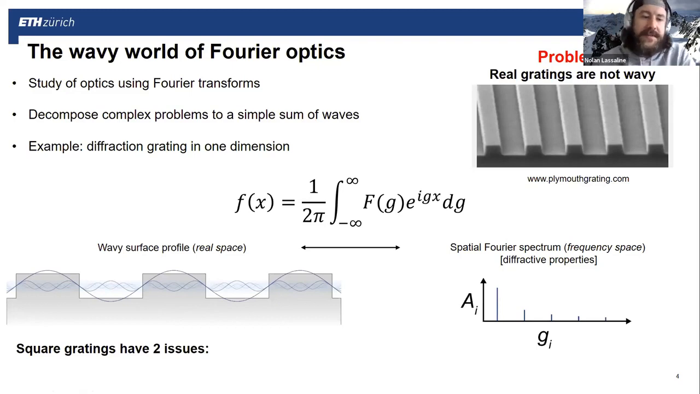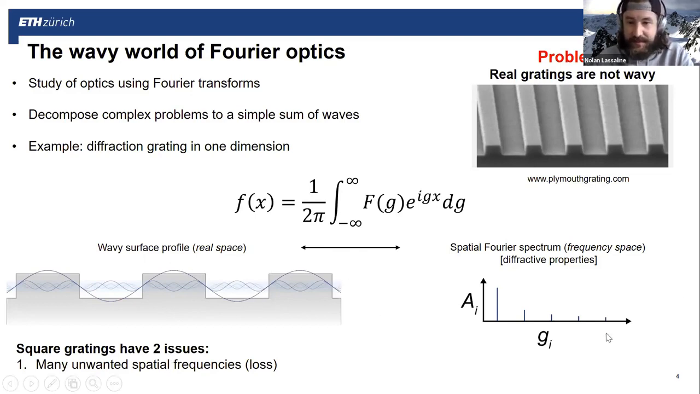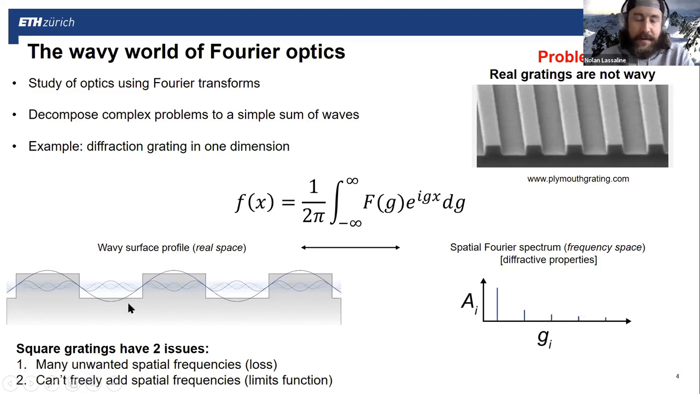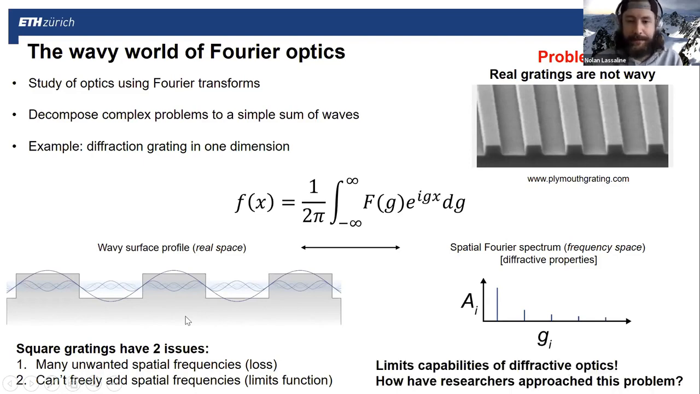And so ultimately, these square gratings have two problems that arise from this. The first is that in addition to the spatial frequency that we care about, we have many unwanted spatial frequencies, as you can see here. And furthermore, you can't freely add spatial frequencies because this would require being able to control the wavy profile of your surface. And actually this limits the function that you can achieve with diffractive optics because you can't include the components that you want. And so ultimately, this is a limitation that makes the life of researchers difficult when they try to design diffractive optics.